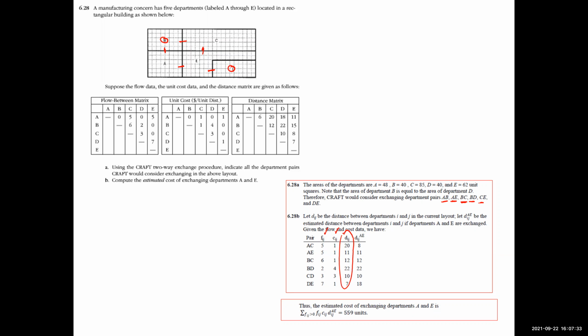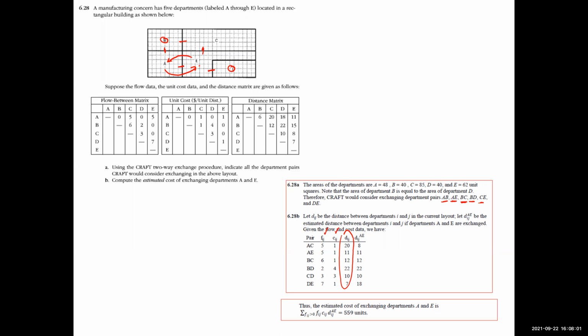Now I'm considering a possible exchange between A and E. Okay, so what I'm saying is I'm going to move E here and A here. The way we proceed in CRAFT is that we are switching the location of these departments, but we are assuming that these centroids are not going to change.